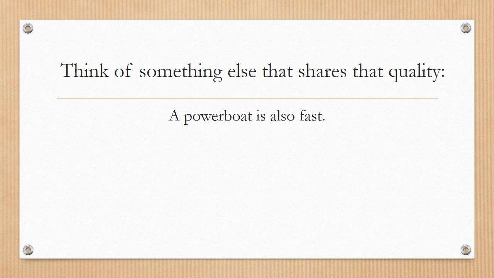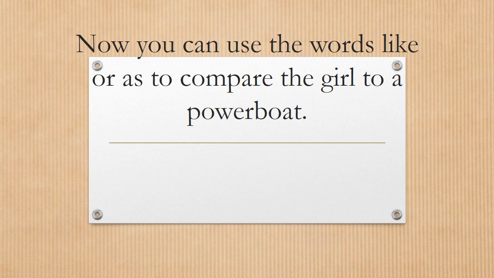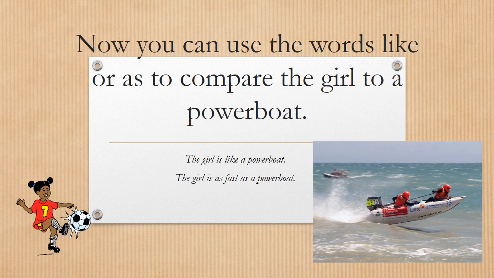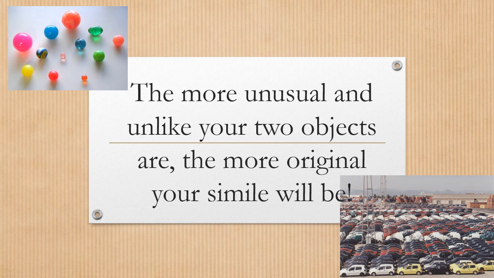Now we need to think of something else that shares that quality, the quality of speed. So a powerboat is also fast. Now you can use the words like or as to compare the girl to a powerboat. The girl is like a powerboat, or the girl is as fast as a powerboat. The more unusual and unlike your two objects are, the more original your simile will be.